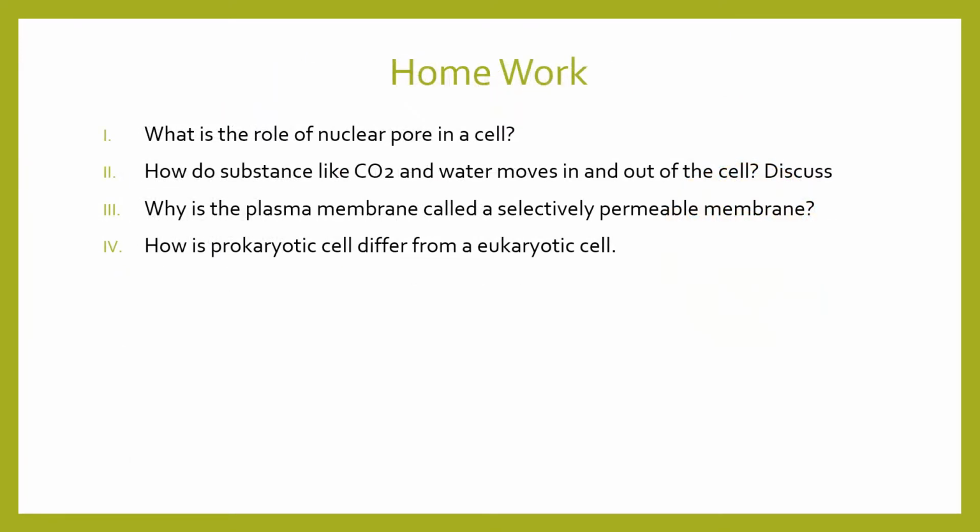Now please note down the homework. Question number 1. What is the role of nuclear pore in a cell? How do substances like carbon dioxide and water move in and out of the cell? We have done this process, diffusion and osmosis, so you have to define properly with the help of a diagram. Then why is the plasma membrane called a selectively permeable membrane? This we have done before and I've discussed it in detail.